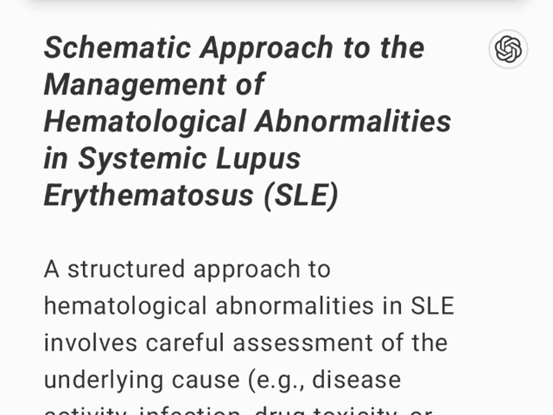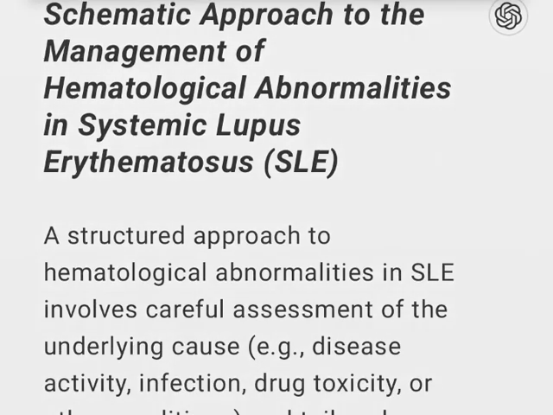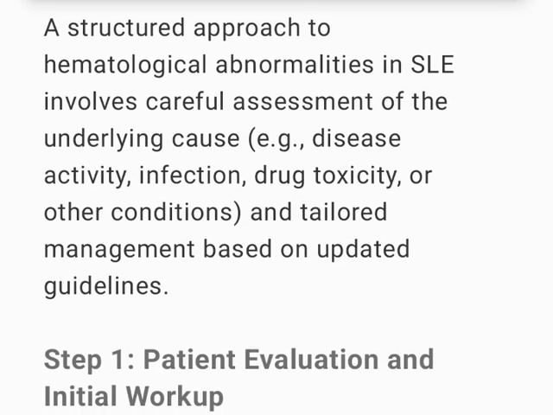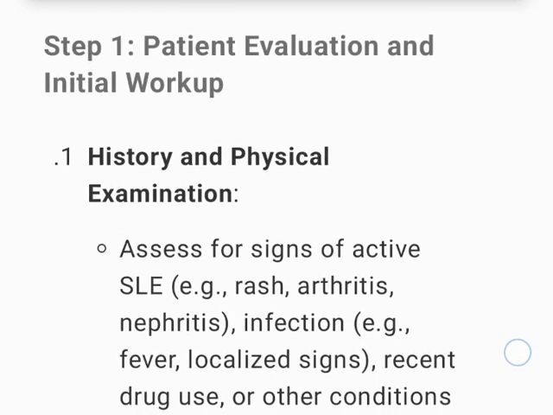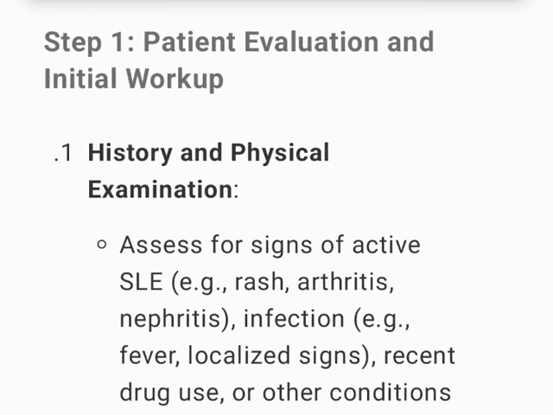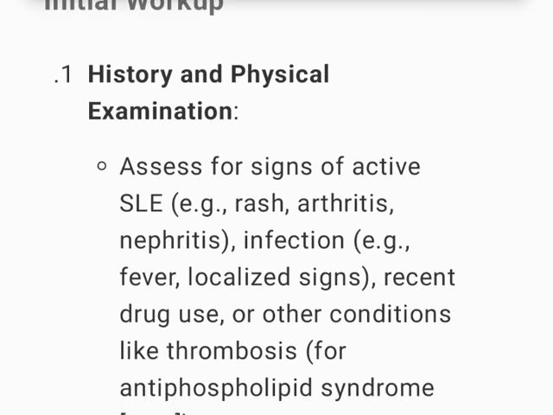Schematic approach to the management of hematological abnormalities in systemic lupus erythematosus, SLE. A structured approach to hematological abnormalities in SLE involves careful assessment of the underlying cause, e.g., disease activity, infection, drug toxicity, or other conditions, and tailored management based on updated guidelines. Step 1. Patient evaluation and initial workup.